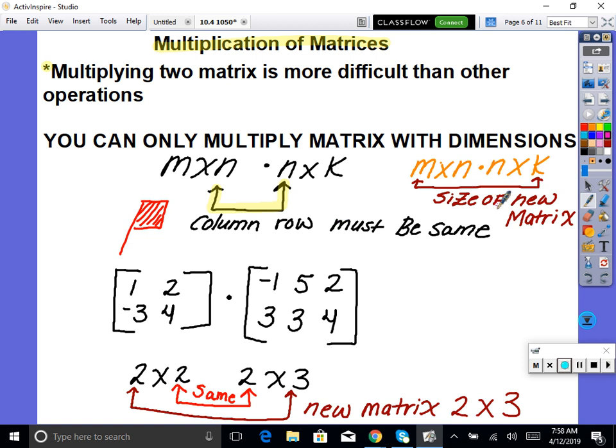And then this is also true. I've split apart the 2 true statements. The next thing is the outside is going to be the size of your new matrix. So the size of our new matrix will be M by K.